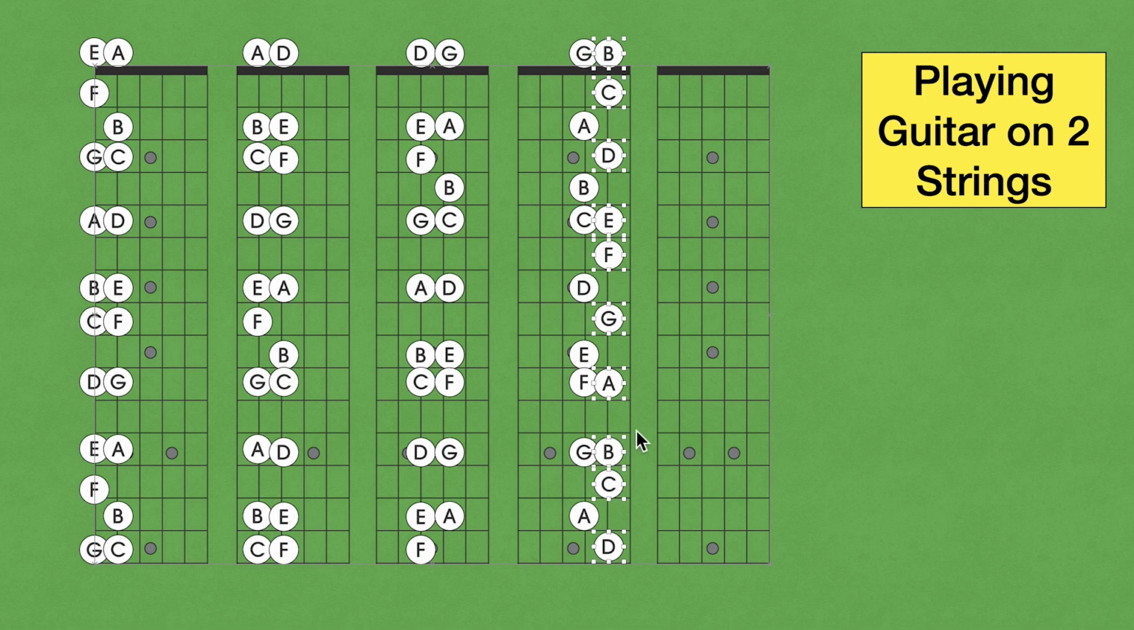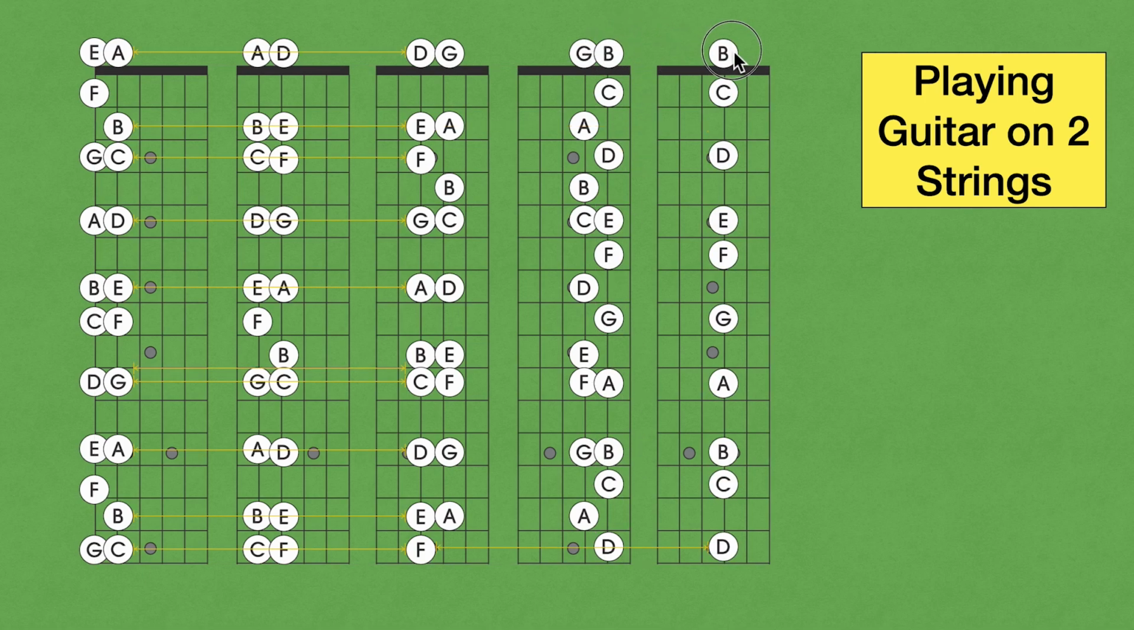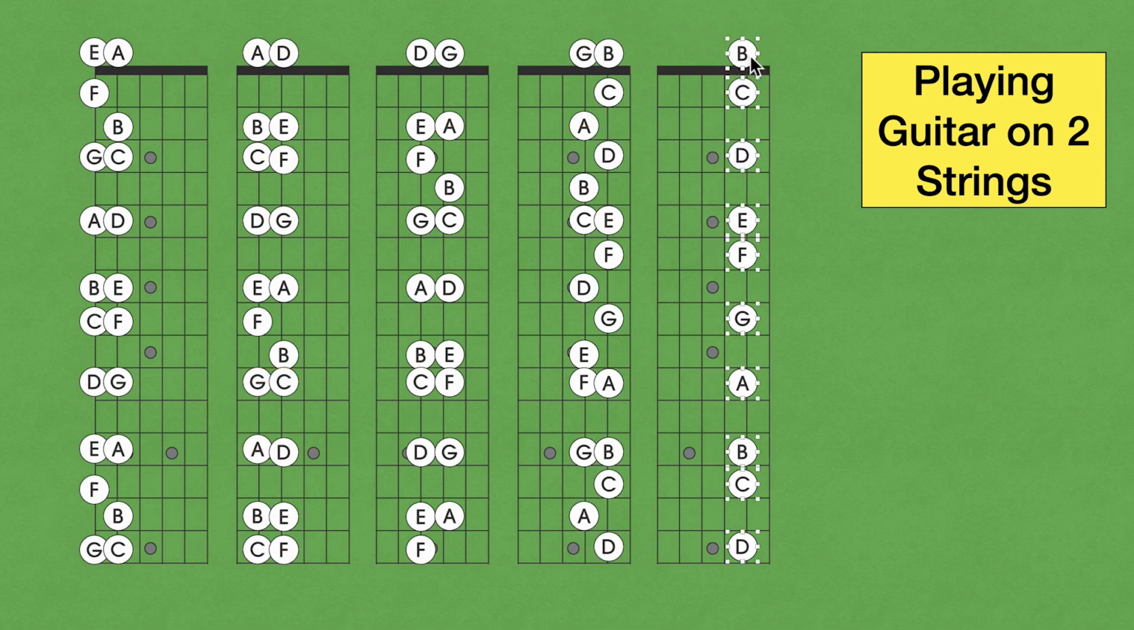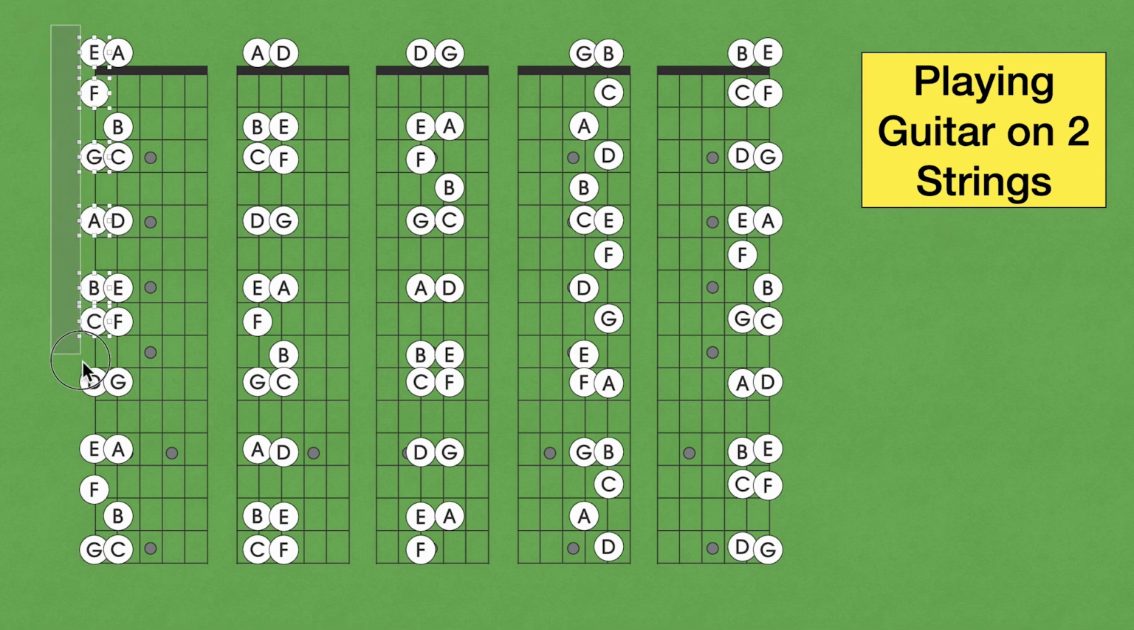So now I'm just going to move the B over to here, and I can actually, because this is the same string, just move the E from there, and now we're back to normal. That's because B to E is a fourth. So now all the intervals look like they did before. So this is playing guitar on two strings, actually two adjacent strings each time.